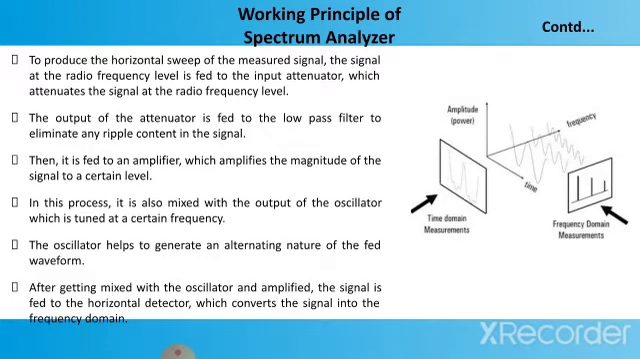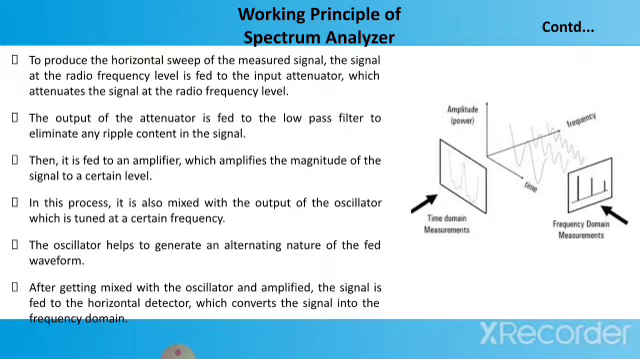To produce the horizontal sweep of the measured signal, the signal at the radio frequency level is fed to the input attenuator, which attenuates the signal at the radio frequency level. The output of the attenuator is fed to the low pass filter to eliminate any ripple content in the signal. Then it is fed to an amplifier which amplifies the magnitude of the signal to a certain level. In this process, it is also mixed with the output of the oscillator which is tuned at a certain frequency. The oscillator helps to generate an alternating nature of the fed waveform.